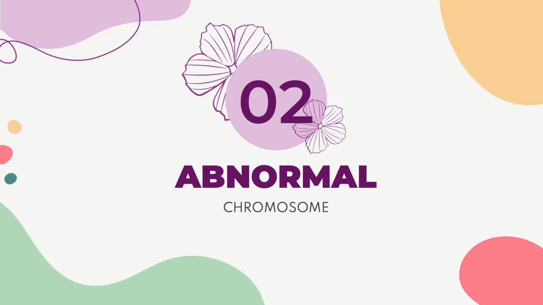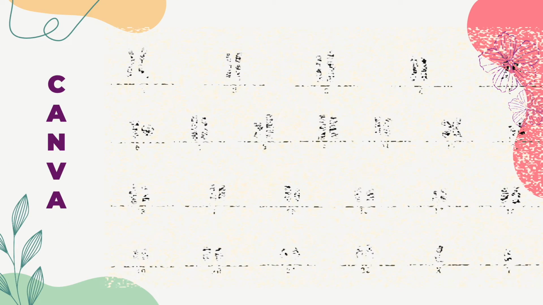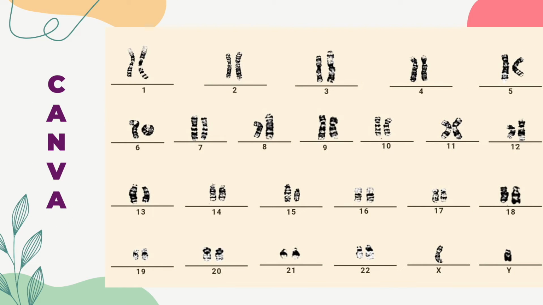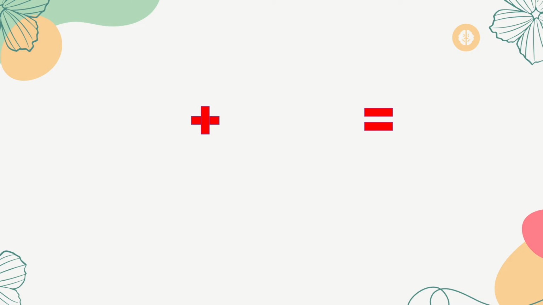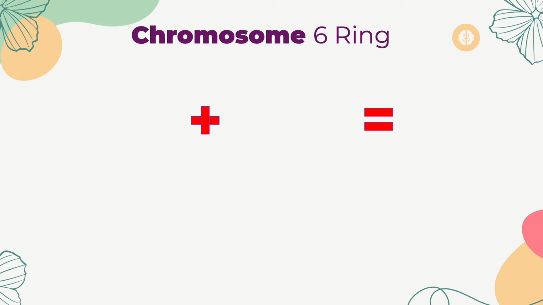Now let's move on to the abnormal chromosome. Let's have a look at this diagram. If you look carefully, there is a distinct defective chromosome structure that can be recognized at chromosome 6. That particular defective chromosome was in a formation of a ring chromosome. Here we can see more clearly. That chromosomal structural aberration is called chromosome 6 ring.